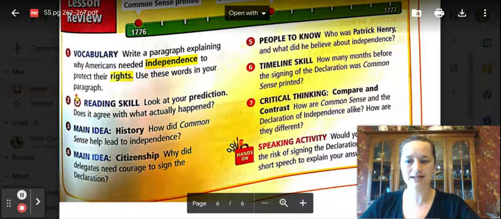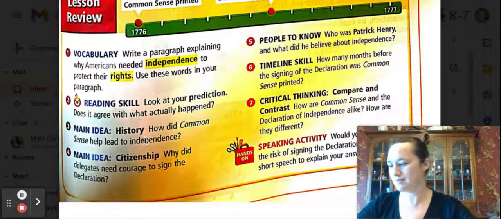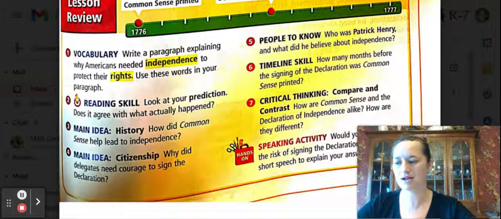How did Common Sense help to lead to independence? So Common Sense, written by Thomas Paine, was a pamphlet that showed how the king had been treating the colonies unfairly, and it discussed separation from England.